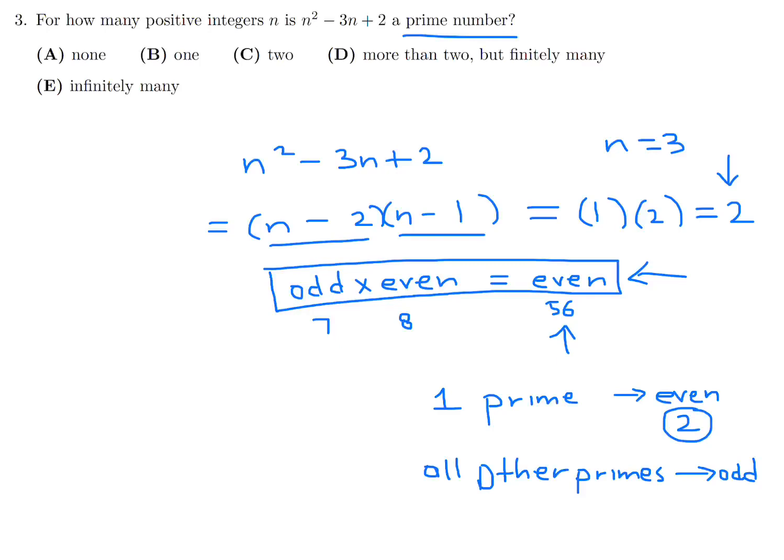And that's a very important topic on math contests, that 2 is the only even prime number. All other prime numbers are odd. So number 3, the answer is B.